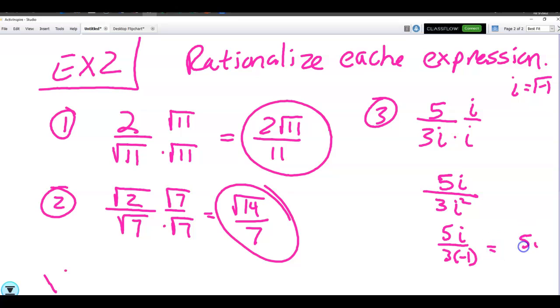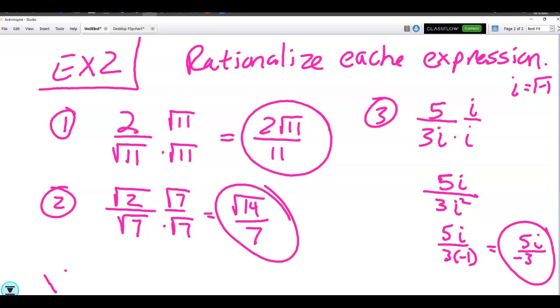So it's going to be 5i over -3. And we're all done. So that's it. When you have an i, that is a square root. We don't like it in the bottom, so we do top and bottom. All that's going to do is keep the bottom the same, but you're just going to get rid of the i, basically, and it's going to become negative instead. That's it. Okay, so that's it for that.